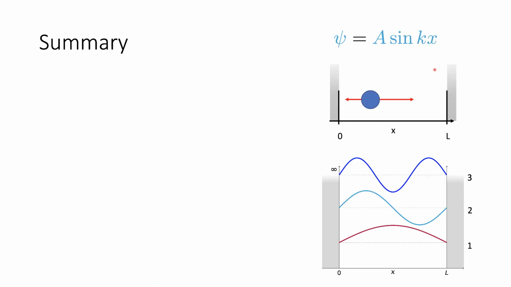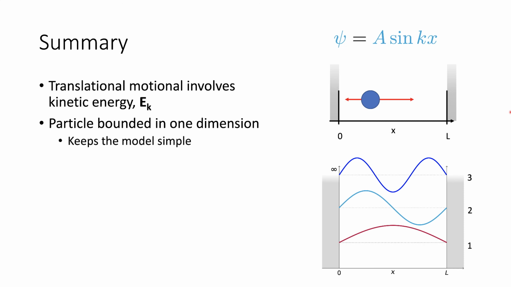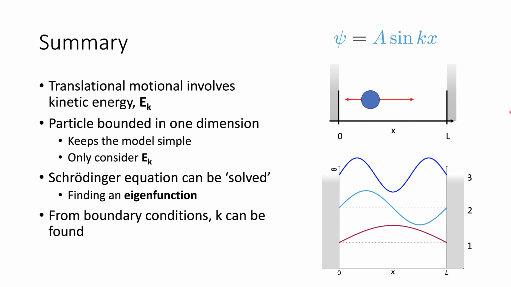To summarize everything we've covered so far, translational motion involves kinetic energy, and it only involves kinetic energy. To explore this, we've bounded a particle in a single dimension, and we're keeping that model deliberately simple. We're not wanting to look at potential energy at this stage because it compounds things. For this, the Schrödinger equation can be solved. What that means is we found a function which fits into that differential equation. We find that eigenfunction, that function which returns itself when passed through the operation. And from the boundary conditions, we can find the value of k.